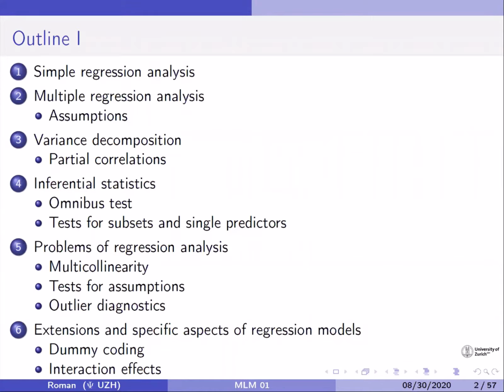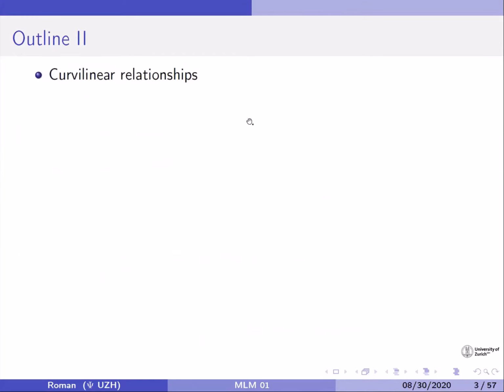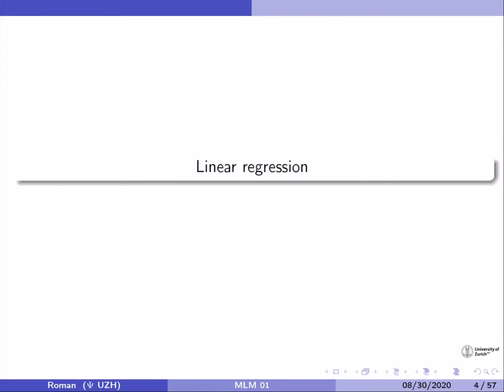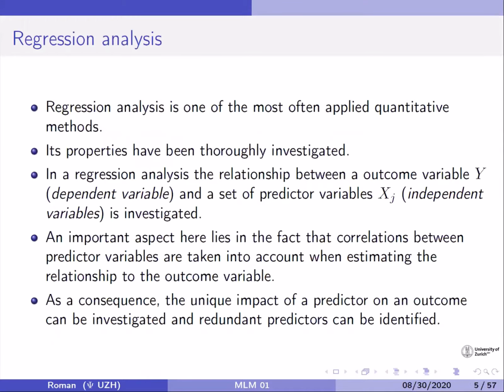We'll look at partial and semi-partial correlations. We'll talk about inferential tests and p-values. We'll talk about some problems in regression analysis, and then look at some extensions for things like categorical effects via dummy coding, interaction effects, and curvilinear relationships. So let's start with linear regression.